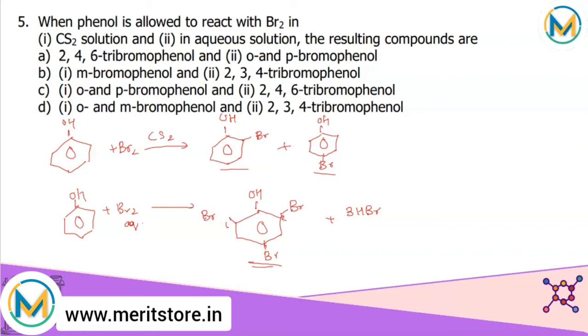So correct answer for this question is option C, that in carbon disulfide solution it can form ortho and parabromophenol, and in aqueous, that is the second condition, it can form 2,4,6 tribromophenol. So correct answer is option C.